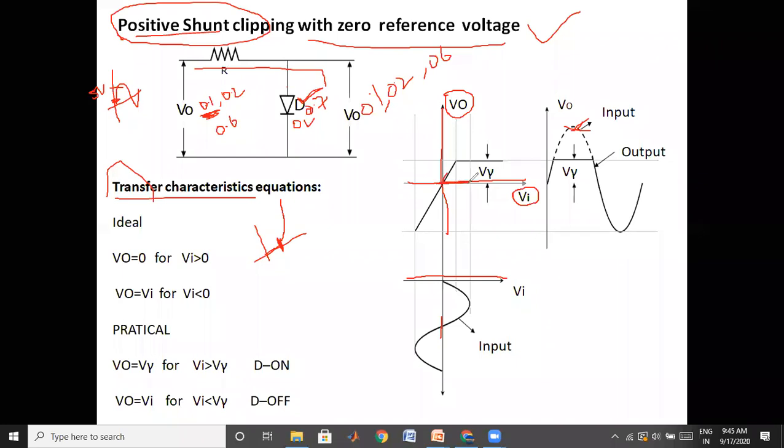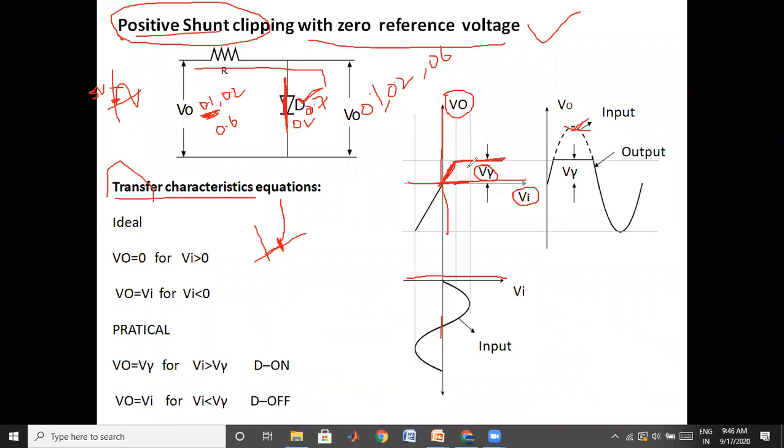The output also slowly increases as the input increases. This is the input axis. As the input increases, the output also slowly increases. When it reaches 0.7, that is what I have mentioned as V gamma, the cut-in voltage. V gamma is nothing but the cut-in voltage. When it reaches 0.7, the diode gets on. Once the diode is on, the entire input will flow to this side. Therefore, the voltage across this diode will be 0.7. The voltage won't increase further. Therefore, the output will be maintained constant at 0.7.